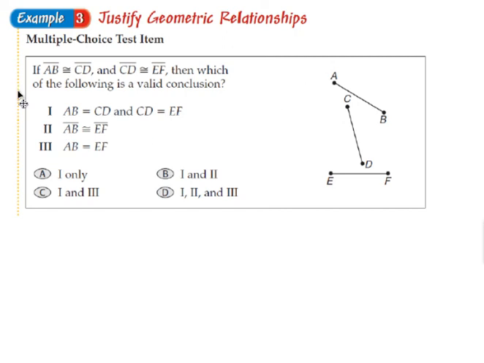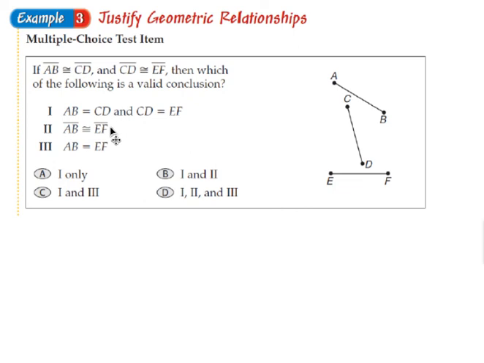So this one reads, if segment AB is congruent to segment CD, and segment CD is congruent to segment EF, then which of the following is a valid conclusion? Well, let's see. Statement 1 says AB is equal to CD and CD is equal to EF. Statement 1 is true based on the definition of congruent. Since these segments are congruent, then by definition they're equal. So the first statement is true.